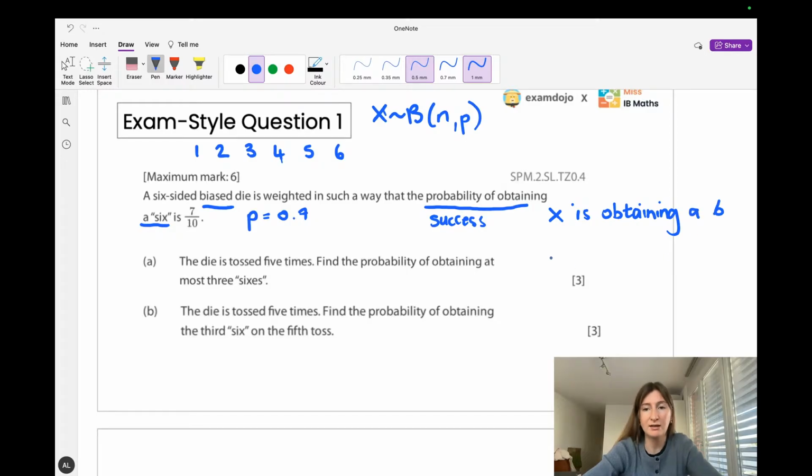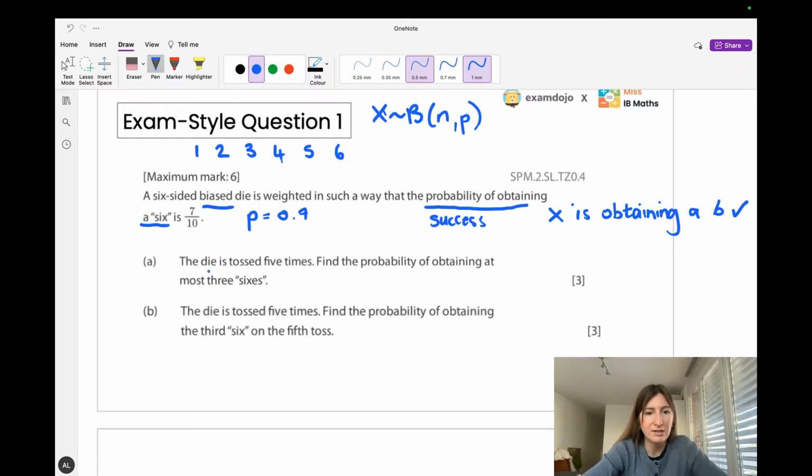We don't care about any other number. So either you obtain a 6, great, success, or not a 6. So do we have everything that we need? We're missing n. We don't know how many trials. They haven't said that yet, but I can see it's coming up in the next question.